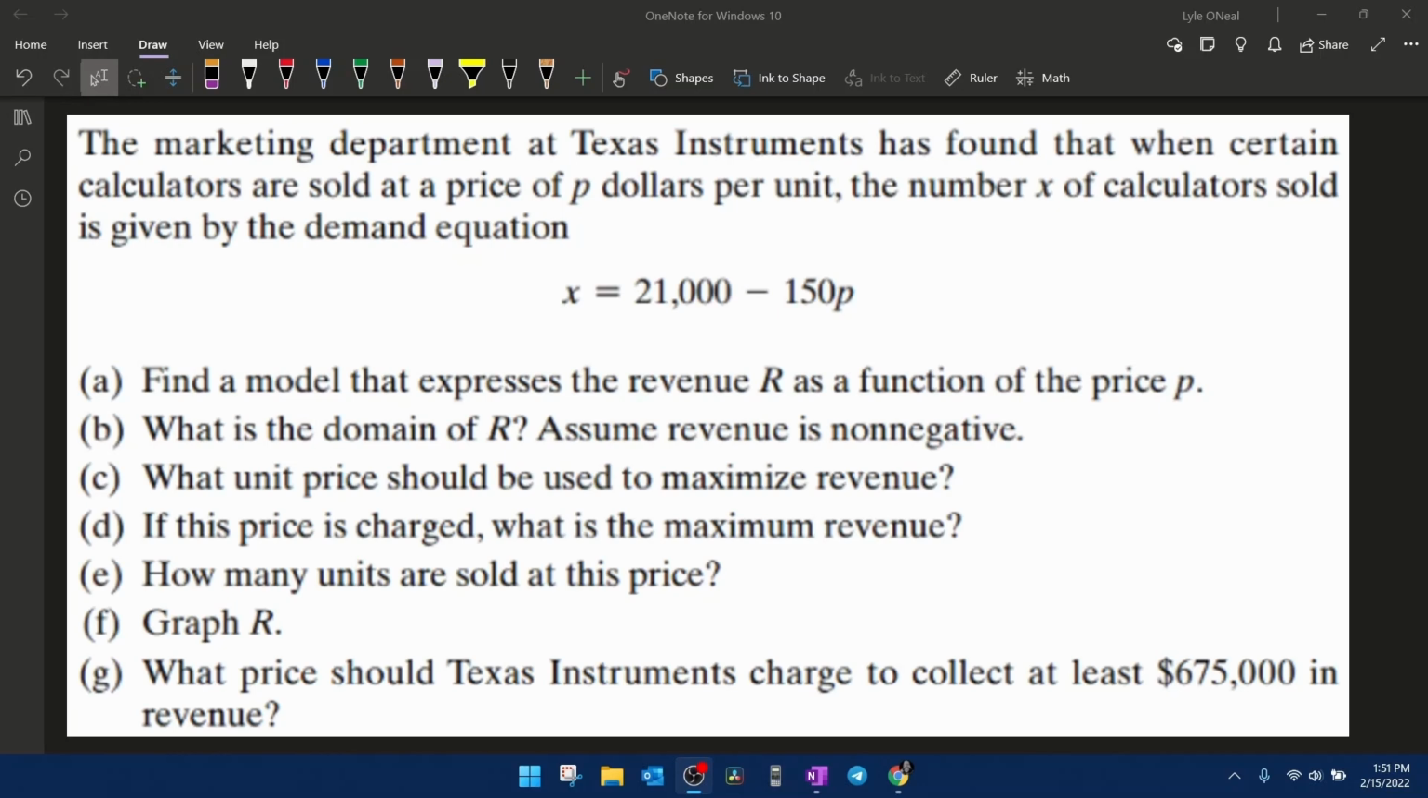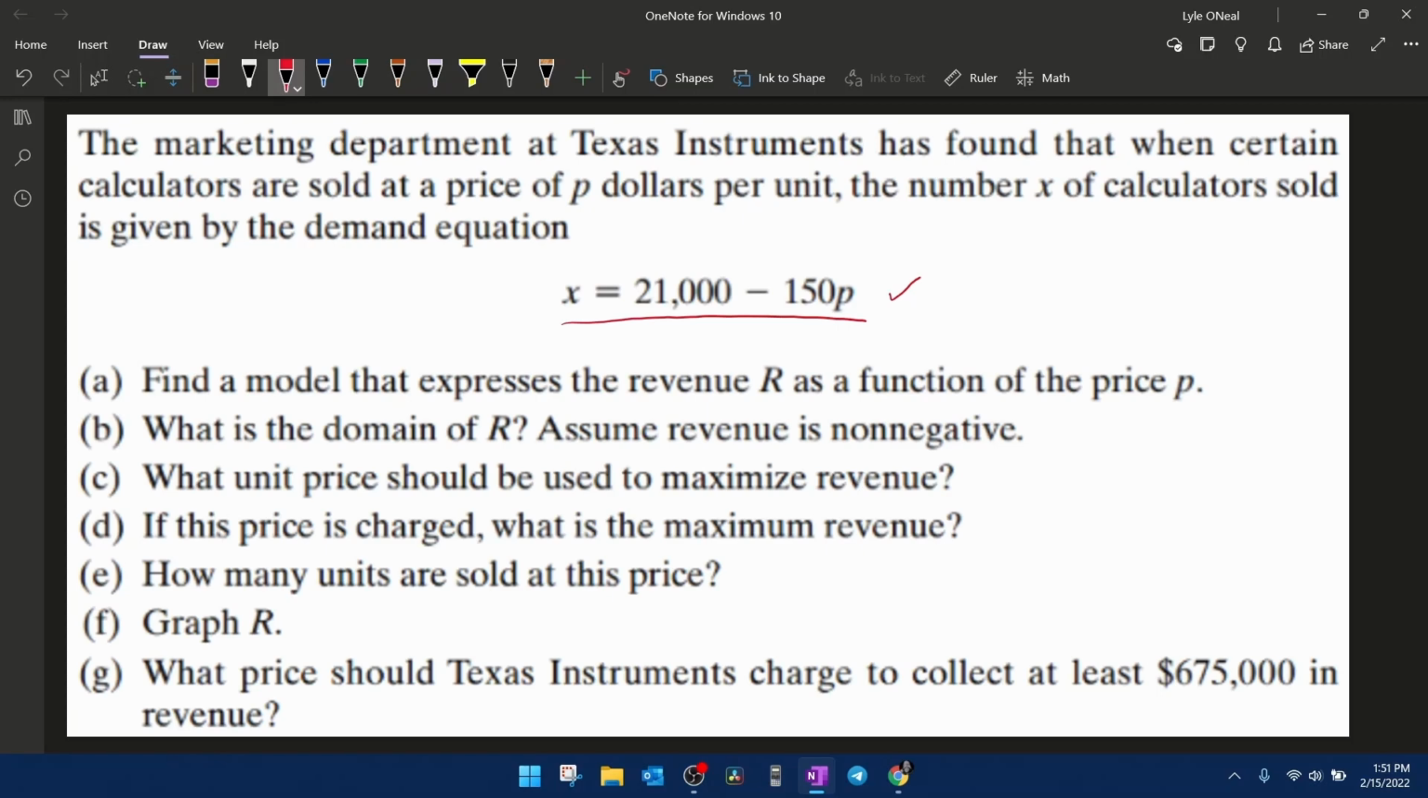In our first example, we have the marketing department at Texas Instruments has found that when certain calculators are sold at a price of P dollars per unit, the number X of calculators sold is given by the demand equation X equals 21,000 minus 150p. So that piece of information is given. There are a couple of other things we need to extrapolate from the problem.